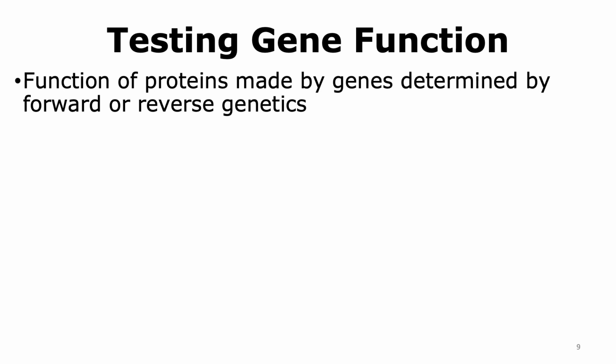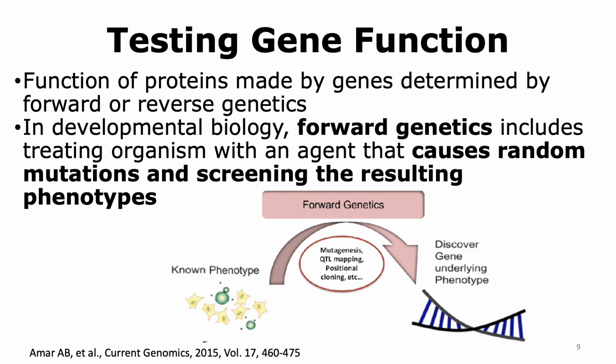In order to determine the function of the proteins that are made by genes, there are different approaches. One approach is the forward genetics approach, while the other is the reverse genetics approach. In the context of development, a forward genetics approach would include treating the organism with an agent that is known to cause random mutations. And then we would continue to monitor the development of the organism. When we observe a phenotype that is different, then forward genetics requires us to go back to see what genes were mutated, and this way we are able to determine the function of genes.